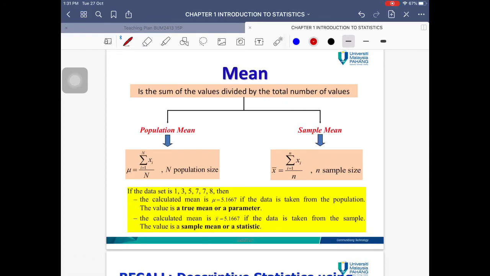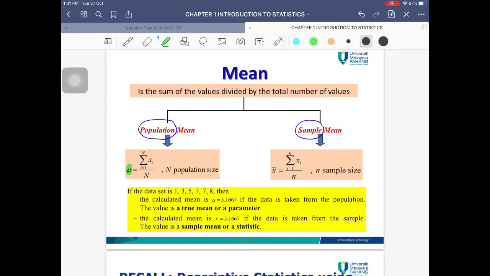Okay, now let's have a look at the second term, which is going to be mean. Mean is also a way to measure the center. According to the definition, mean is the sum of the values divided by the total number of values. Here, this is basically the same thing, but one is going to be for population and the other one is going to be for sample.